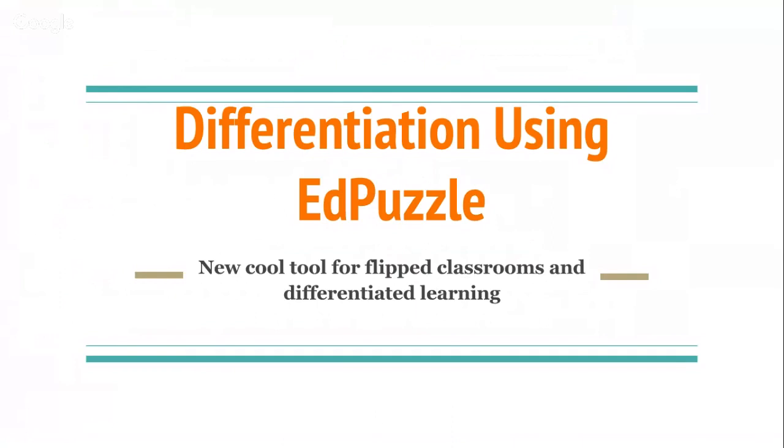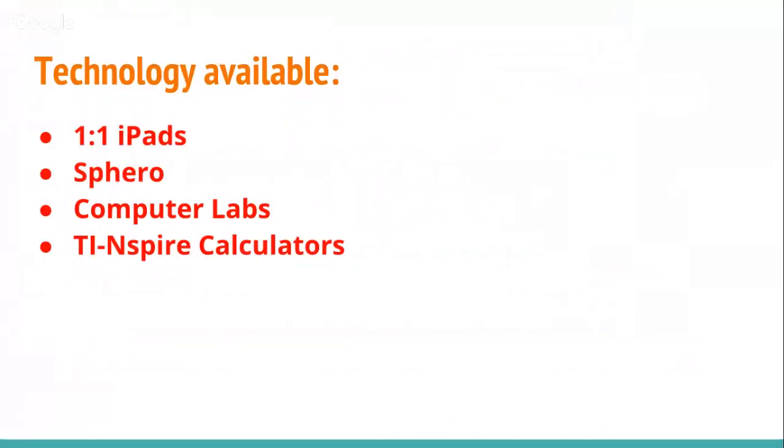The technologies we have are one-on-one iPads with students. And in math classes, we use TI Inspire calculators. And we also have some Chromebooks and computer labs to use technology. And I believe every campus has a Sphero with their I3 person. So these are the technologies available at our campus.